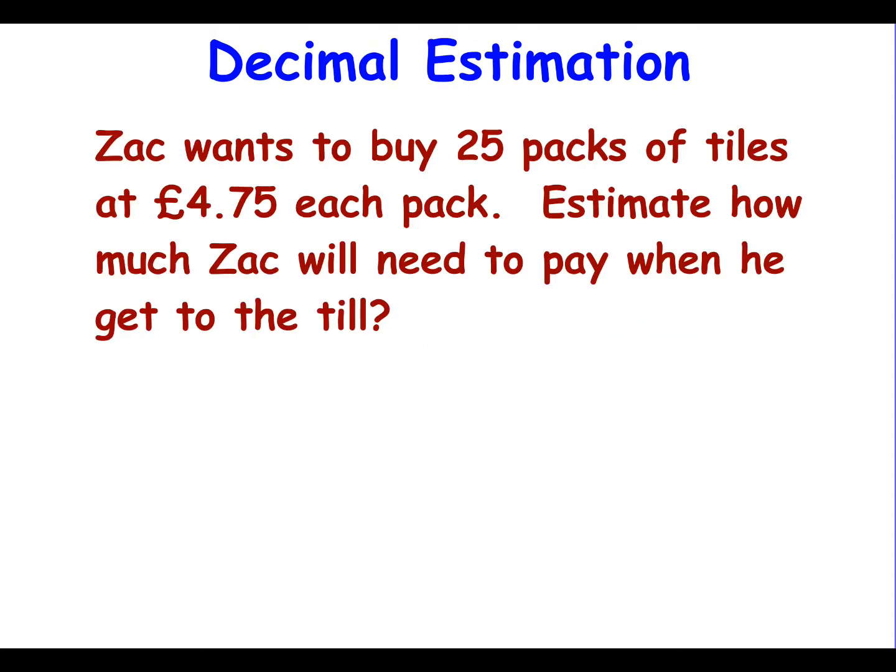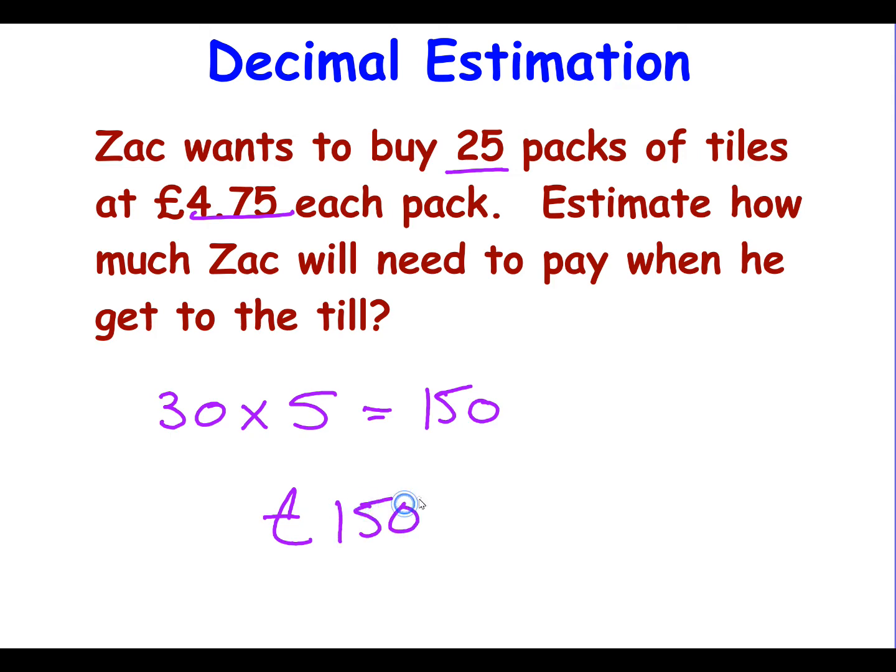Here's an example of this. Zach wants to buy 25 packs of tiles at £4.75 each pack. Estimate how much he needs to pay at the till. Well, the 25, if you don't like the look of it, can be rounded to 30. The 4.75 for the pounds can be rounded to 5 because it's nearly 5. So 30 times 5, well 3 times 5 is 15 with our 0, is 150. So Zach will estimate the value of £150 when he gets to the till.